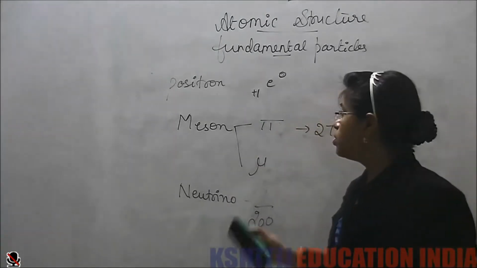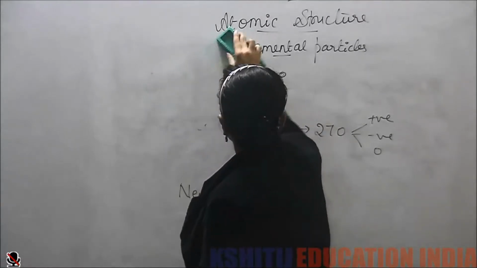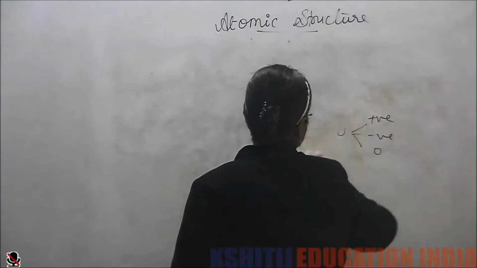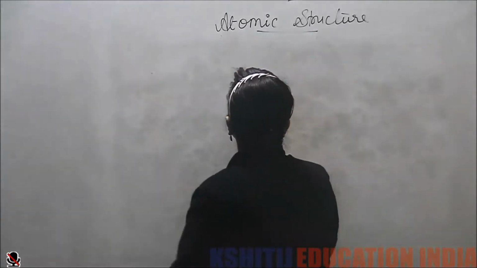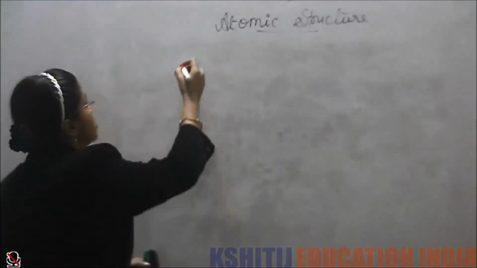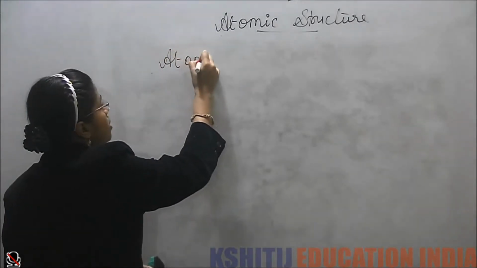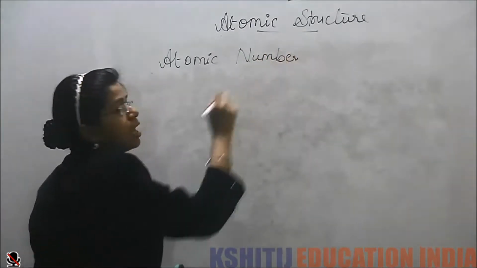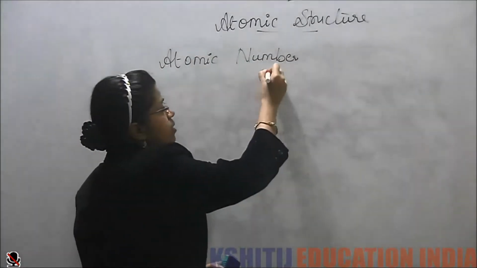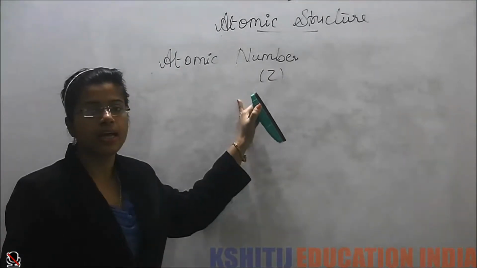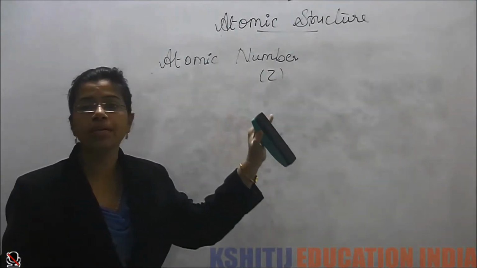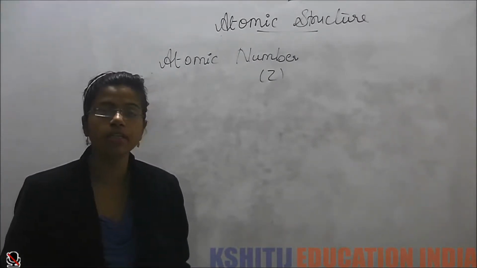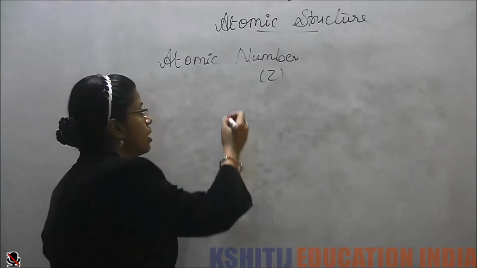Now let us see some more terms. Now let us see about atomic number. Atomic number is represented by Z, and remember, atomic number is only and only equal to the number of protons found in the nucleus of an atom. Okay?